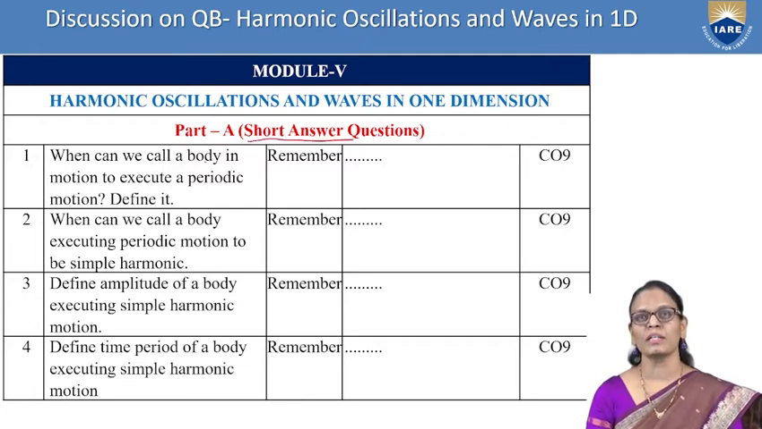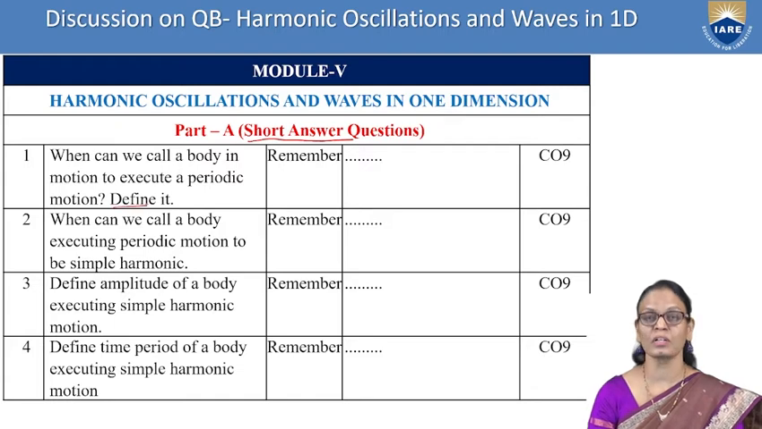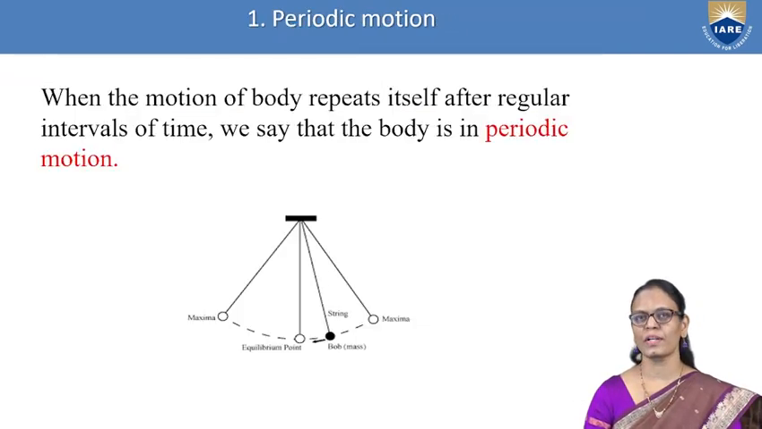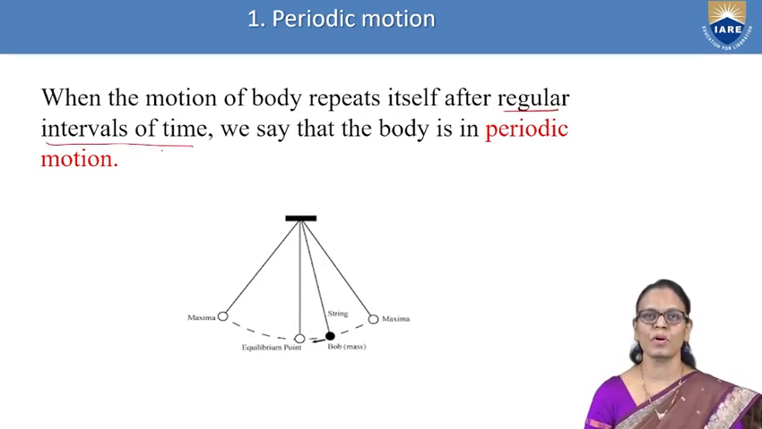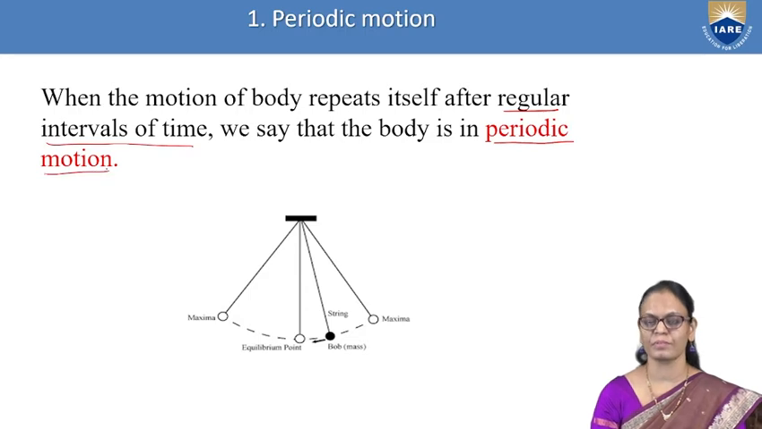When can we call a body in motion to execute a periodic motion? Define it. In short, we are going to define periodic motion. So what is periodic motion? When the motion of the body repeats itself after regular intervals of time, then we say it is periodic motion.